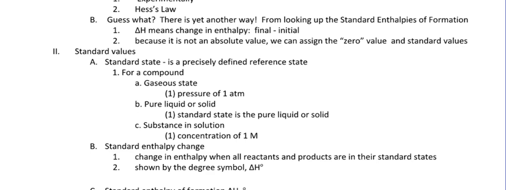And so when we look at some of these things, even for elements, what is the standard state for an element? Well, it depends on what it is. If it is hydrogen gas, it would be a gas, not a liquid or a solid. If it is mercury, it will be a liquid. If it is iron, it'll be a solid. If it's anything else besides that, it's not in its standard state. So the standard enthalpy change is a change in enthalpy where all the reactants and products are in standard states, and it's shown by that H naught.